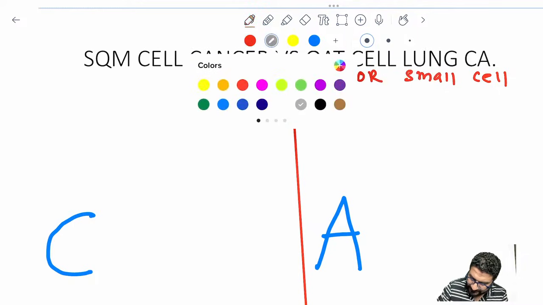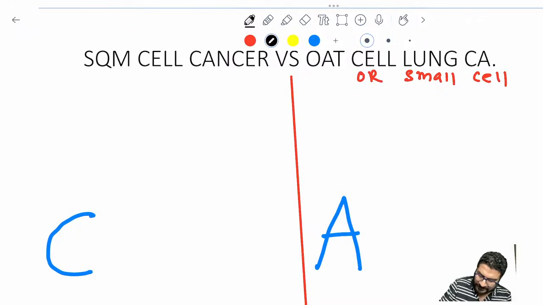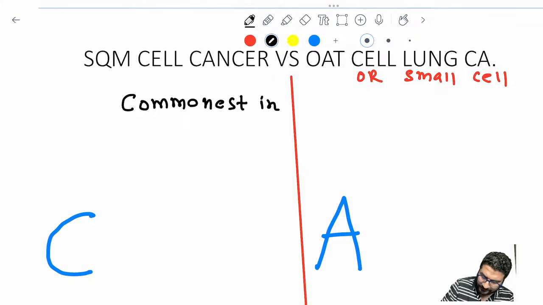So what do we have with C? This is something which is commonest in males, commonest in India, and commonest in smokers.